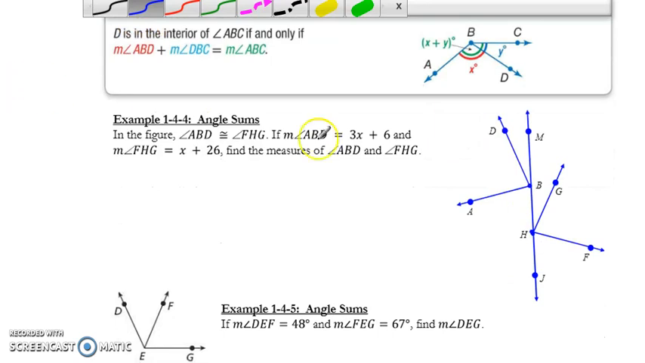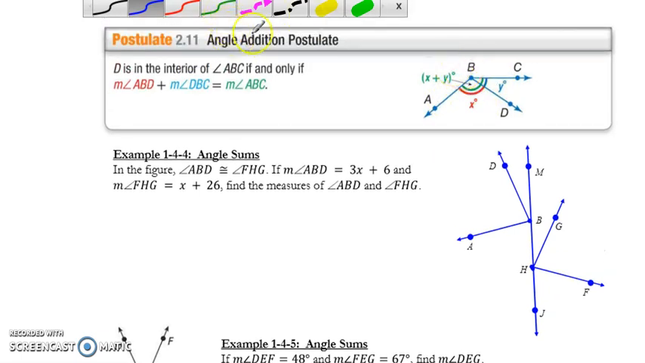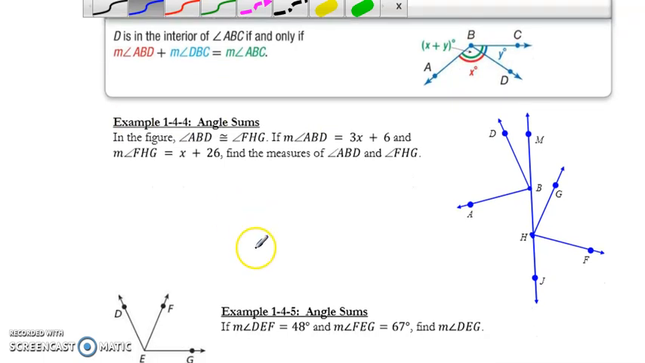So here we have some angles that are marked here. This one plus this one is equal to the total. So that's our angle addition postulate, just like segment addition. This angle plus this angle can equal the total. So let's practice a couple of these examples. It helps to label our figure as we go.